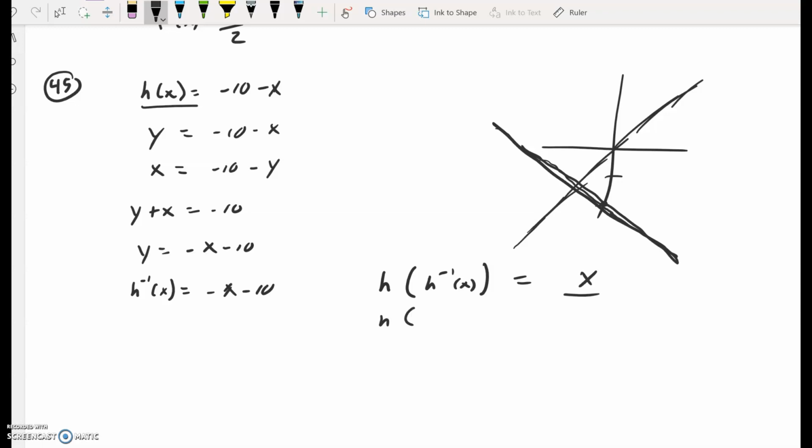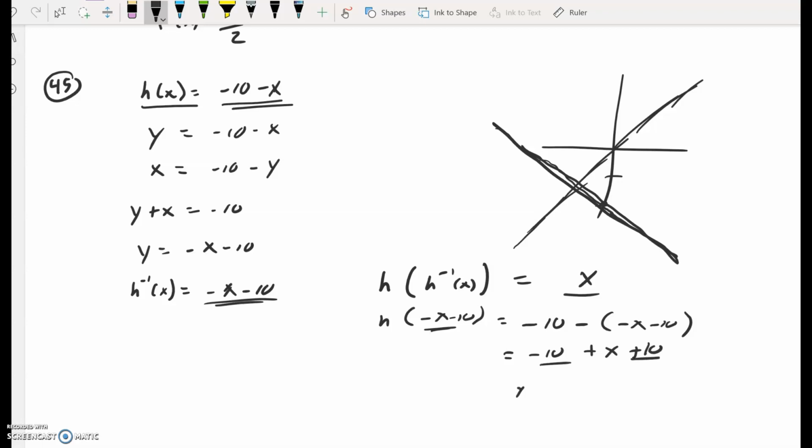Inside of h, we're going to put this. And that means that we're going to take h, this is h, and we're going to put this inside of it. So we're taking h and we're putting the inverse inside of it in place of x. And we're going to do the distributive property carefully. We get a plus x and a plus 10. And these cancel each other, and we get x.